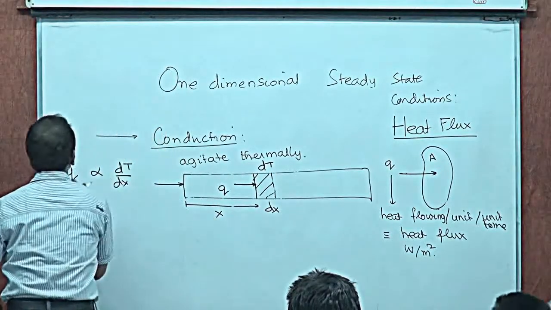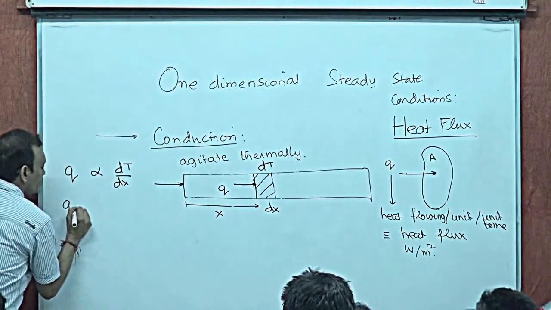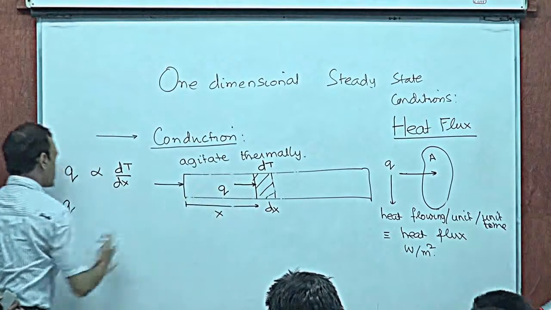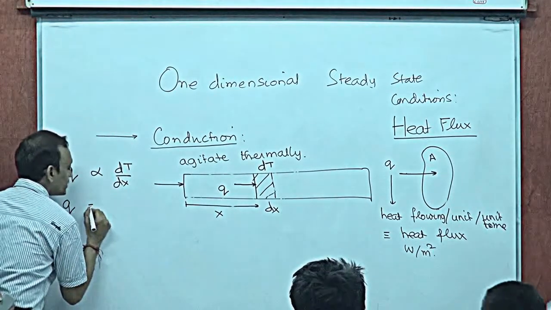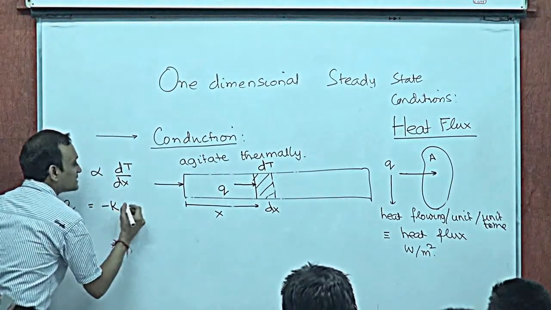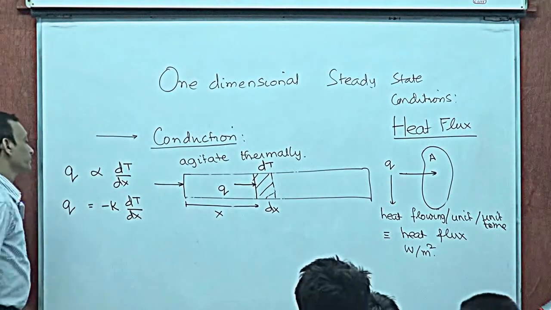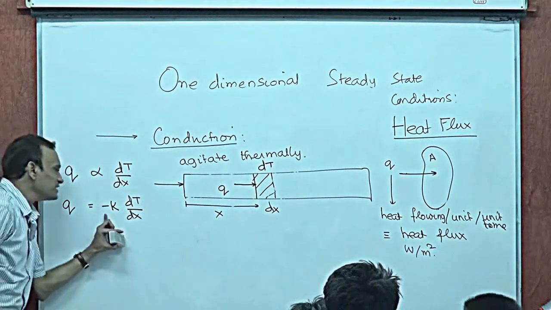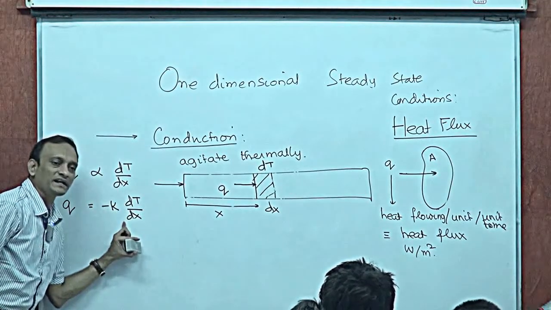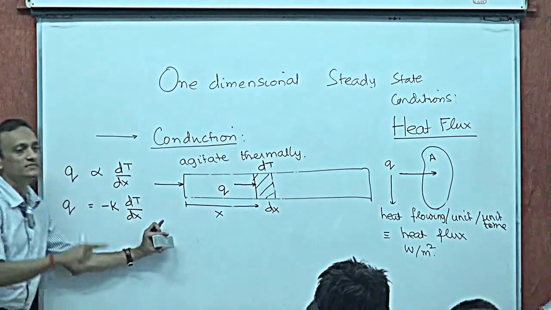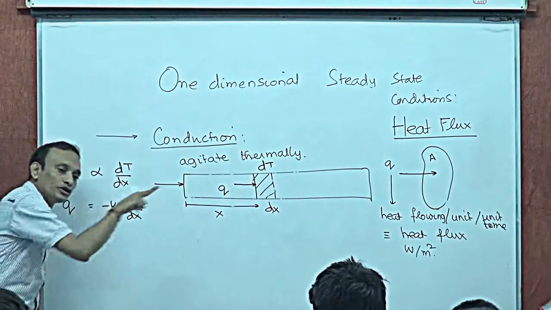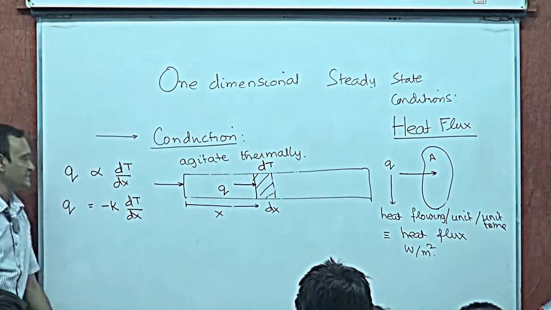We then say that the heat flux associated with this cross section at x is going to be some constant, minus k dT/dx. This minus, because dT/dx is a negative number, will make it positive, referring to q flowing in the positive direction of the x-axis.